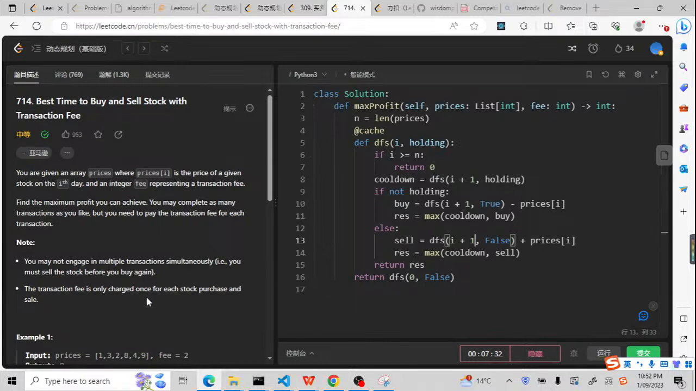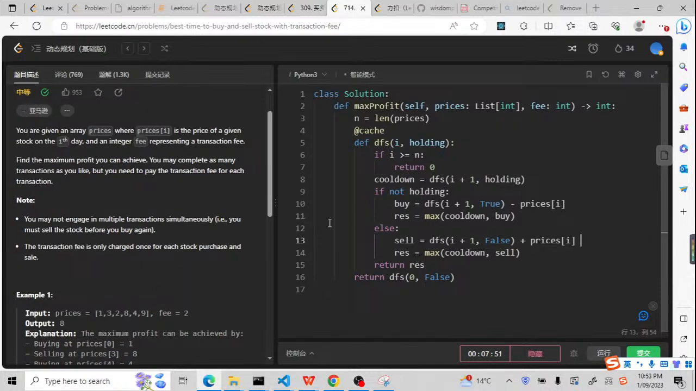And also, here I need to pay the transaction fee, but where should I pay? Should I pay it on the buy or on the sell? I should pay it after a whole cycle of buy and sell, which means I have to pay it on the sell. If I pay it on the buy, I will get a wrong answer, because I haven't gone to the sell. I have to finish one loop after buying and after selling the stock. Then I will pay a transaction fee.